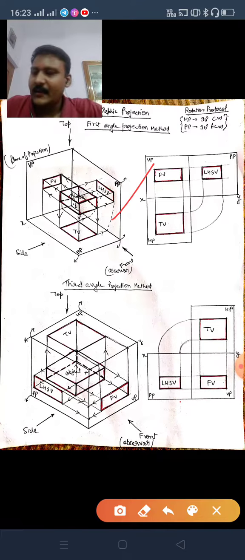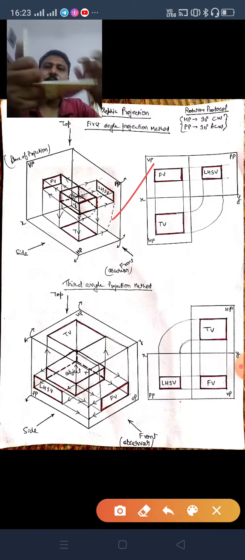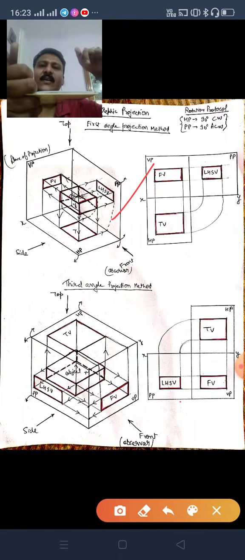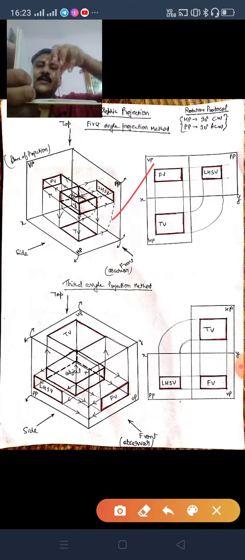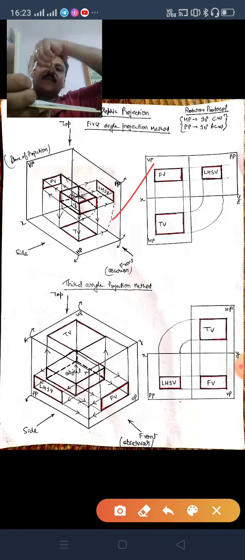See, in first angle, the object is kept over here, and the observer is standing here in front view. If the observer is standing here and the object is kept over here, you are directly seeing the object. This is the plane, so you are obtaining the image here in the vertical plane, which we can call the plane of projection also.